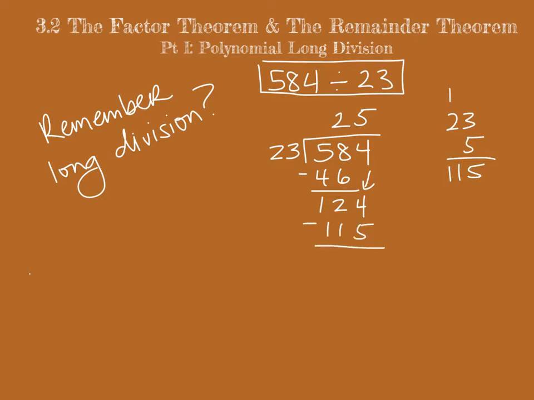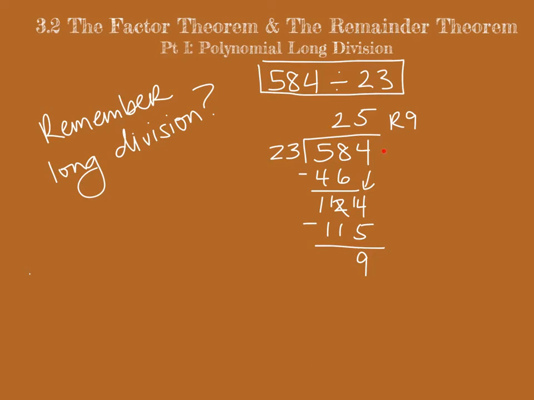We'll subtract. I can't do 4 minus 5, right? So we put the 1 there, and then we borrow here. All right, so we do 14 minus 5, which is 9, and then 1 minus 1, 1 minus 1. So our remainder is 9. So here's what this means. This means that 23 fits into 584 25 full times. And then there's an extra 9, a remainder of 9.